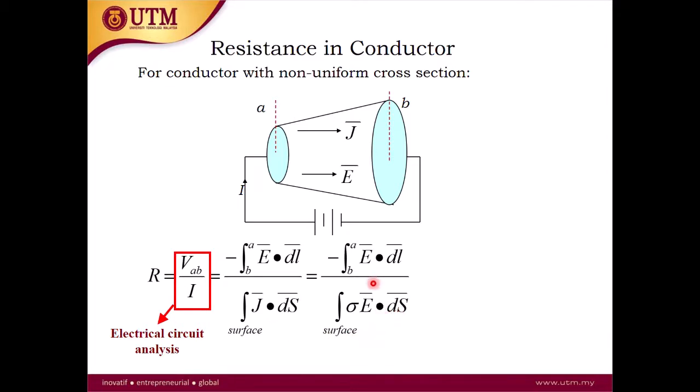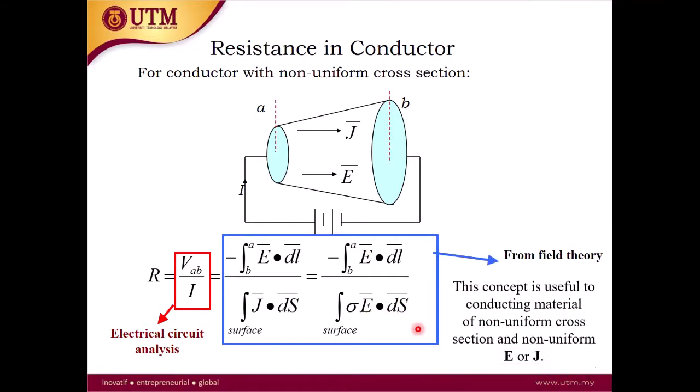We cannot simply cancel out the E field and just put S, because for non-uniform cross-section area or non-uniform E and J, we have to solve the integration. Other than the surface itself varying, E and J can also vary in terms of variable. So it should be solved part by part.